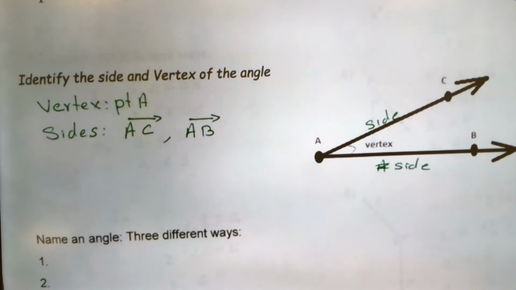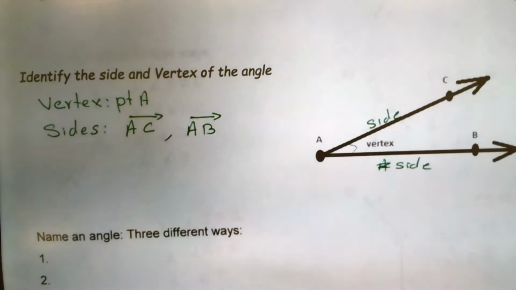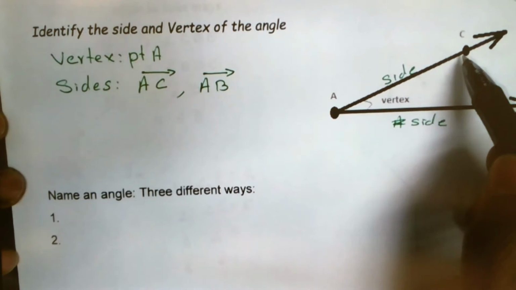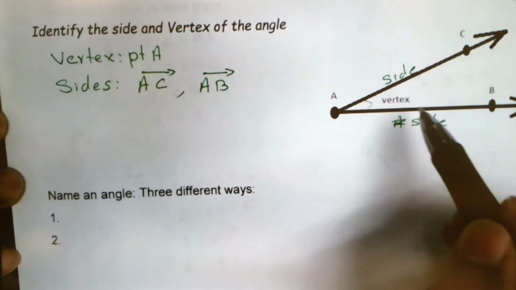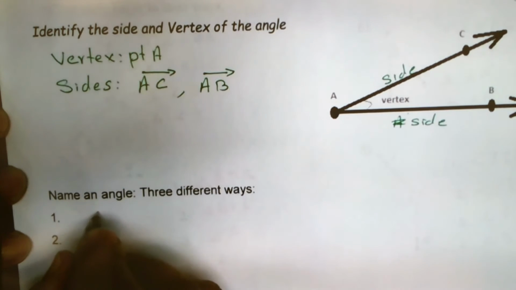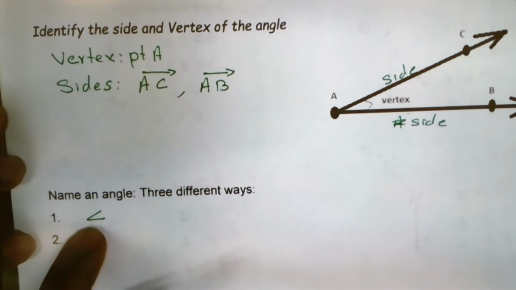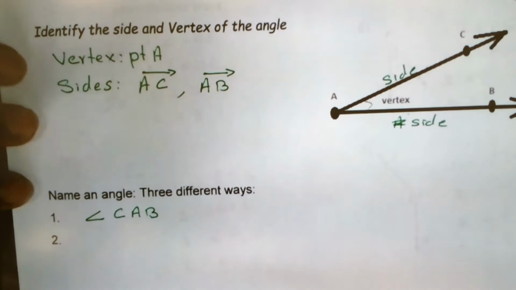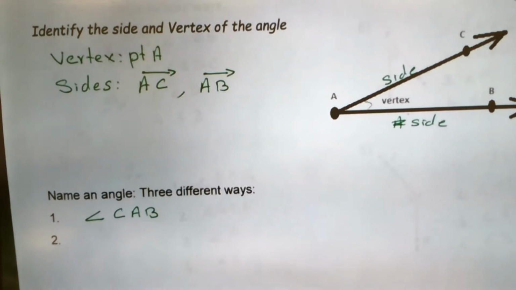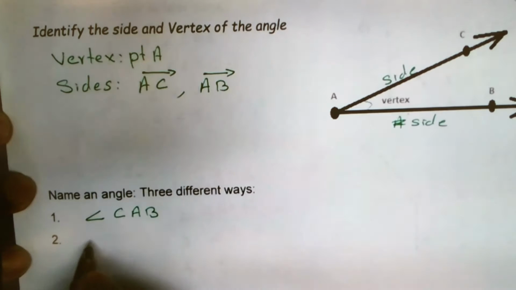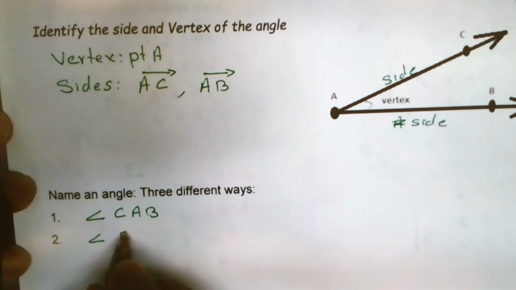So next, let me discuss how to name an angle. To name an angle, we can name it in different ways. One way is, when you look at this angle, it has two sides, so I can say angle CAB. Make sure that you put an angle sign, angle CAB. Now you may wonder, why can't I use BAC? That is also correct. I can say angle BAC. That's the second method.